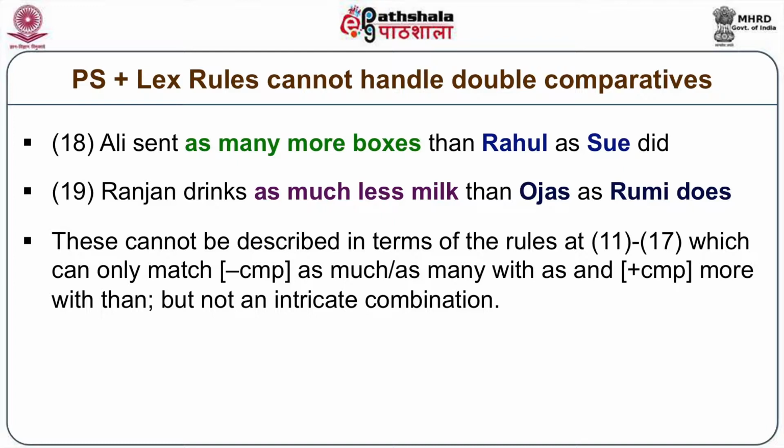Likewise, you can say Ranjan drinks as much less milk than Ojas as Rumi does. Here you are first comparing Ranjan's milk drinking with Ojas's milk drinking, finding the difference. Then you are comparing Rumi's milk drinking with Ojas's milk drinking, computing the difference, and then you compare the two differences and you find that they are identical. In other words, the Ojas Ranjan deficit and the Ojas Rumi deficit are equal. You express that by saying Ranjan drinks as much less milk than Ojas as Rumi does.